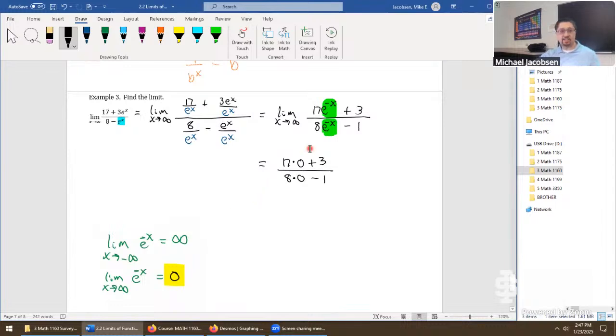If you just wrote this as 3 divided by negative 1, that'd be totally fine as well. I would just take that to mean you knew these parts went to 0, and so they're gone on the next step. The limit is now just negative 3 on this one. Let me just box that out.